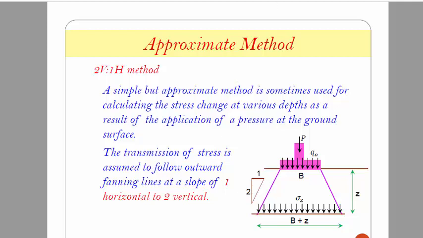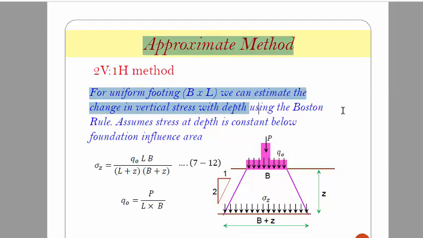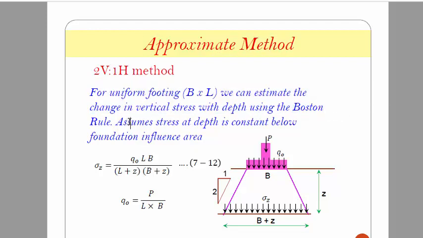Okay, this is the approximate method, student. This is basically the two vertical, one horizontal method. For the uniform footing, suppose the footing is B by L. We estimate the change in vertical stress at a depth using the Boussinesq rule. So assume the depth is constant and the foundation area.